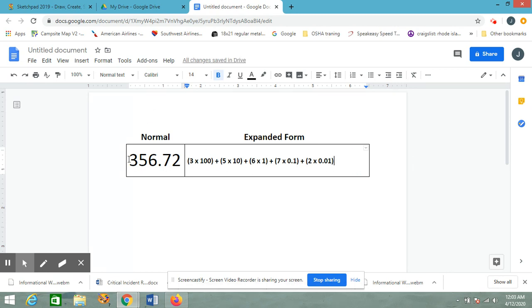So you're going to see this on your work today. Look at the number you have, and then write it out in expanded form like I did. And I know that seems a little tedious and kind of annoying, but it's another way to look at a number and to understand what the actual values are, especially with tenths and hundredths.